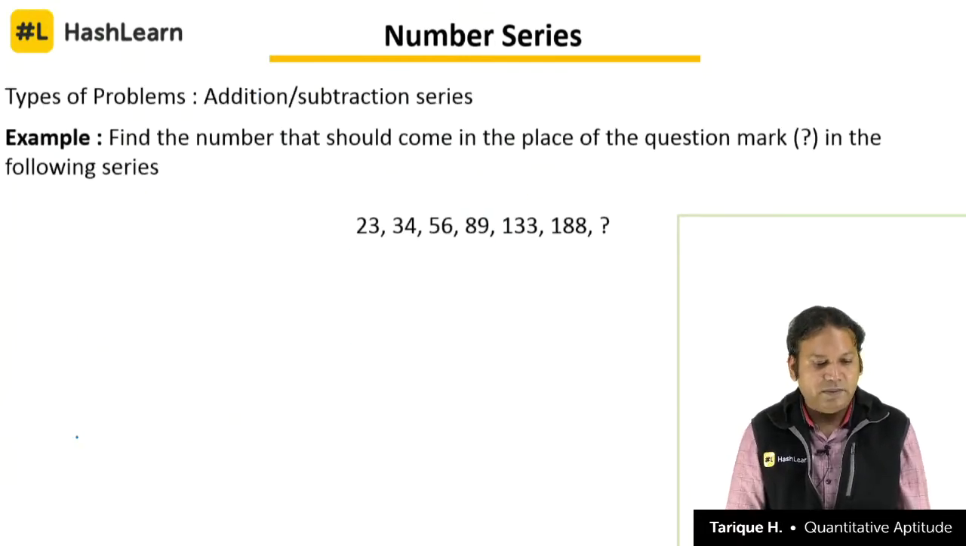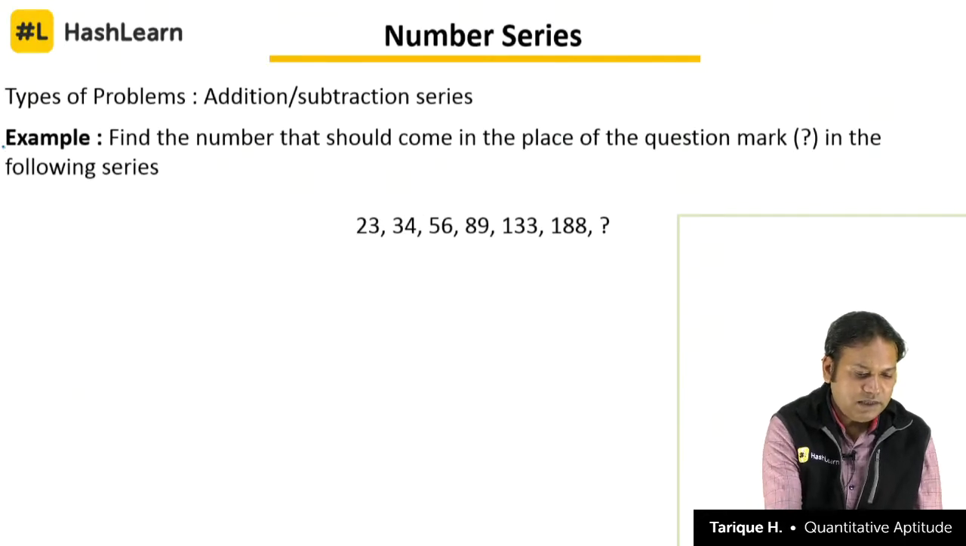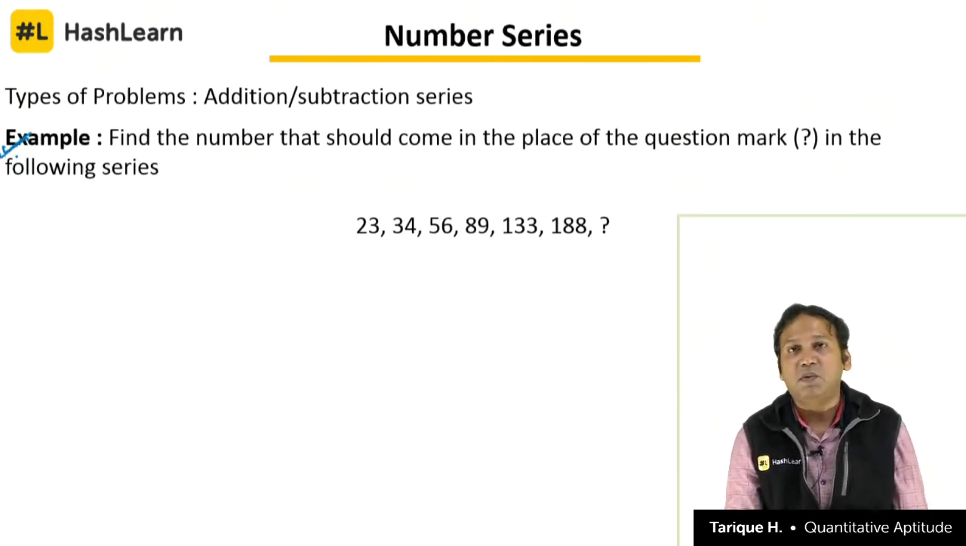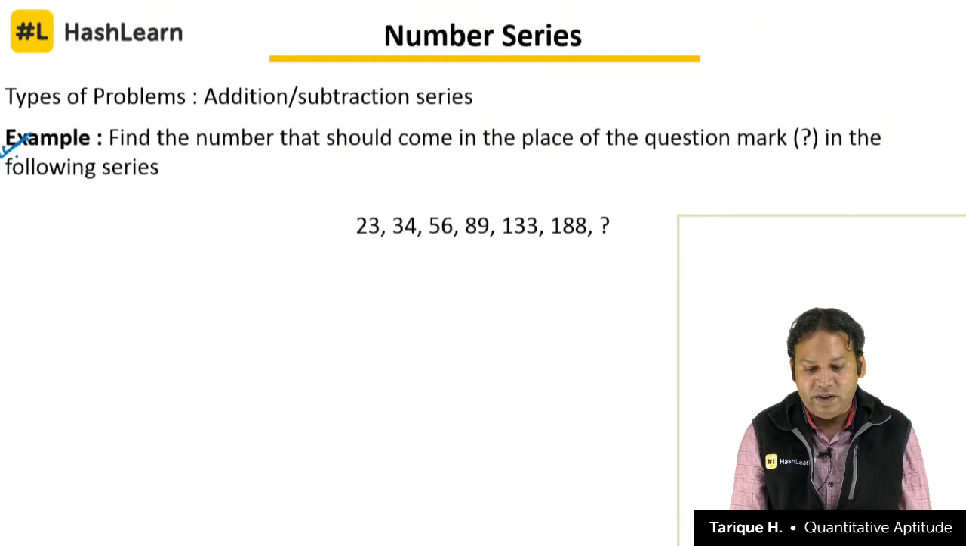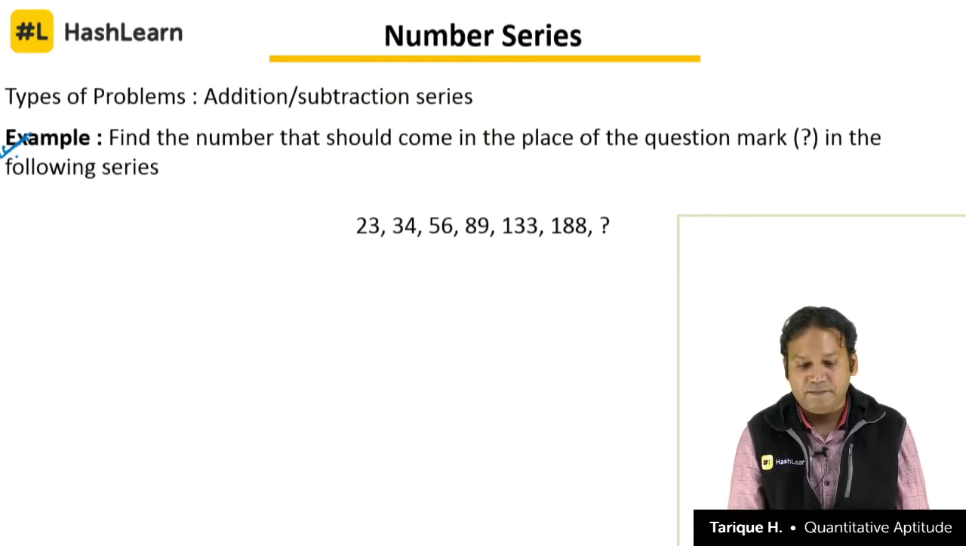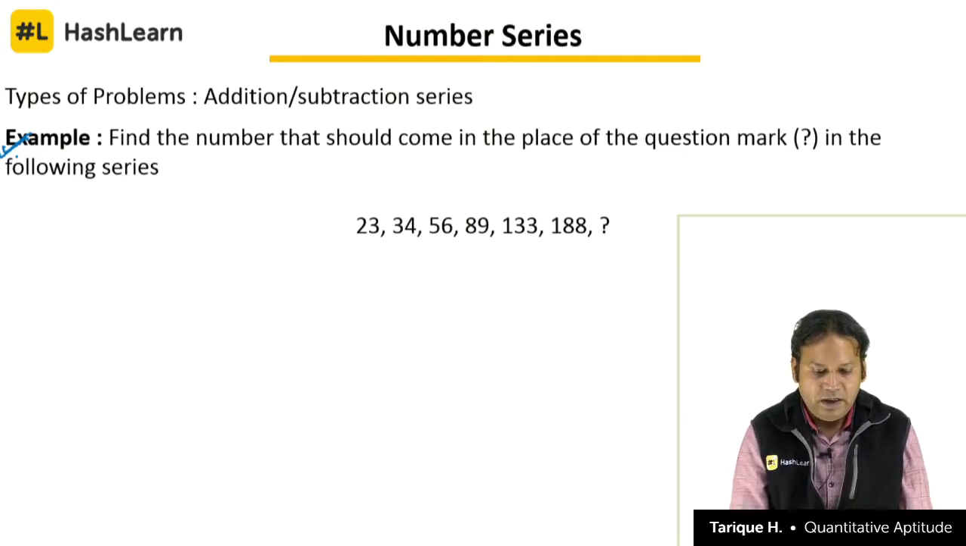Now let us see a question here. So today I am discussing with you the basic types of series. Mostly I will be discussing today addition, subtraction and properties. Okay. So find the number that should come in the place of the question mark in the following series: 23, 34, 56, 89, 133 and 188. What will be the next number?